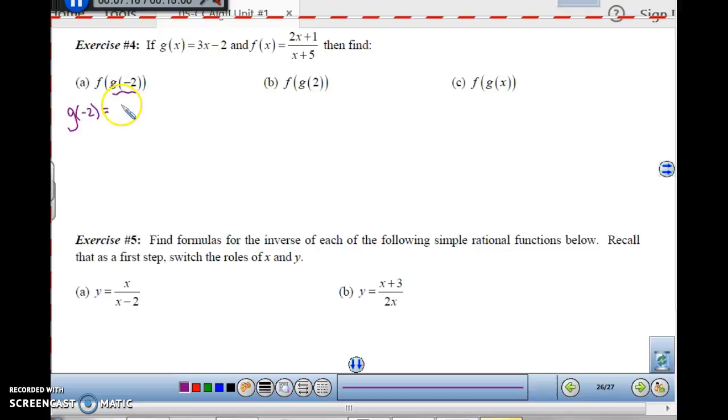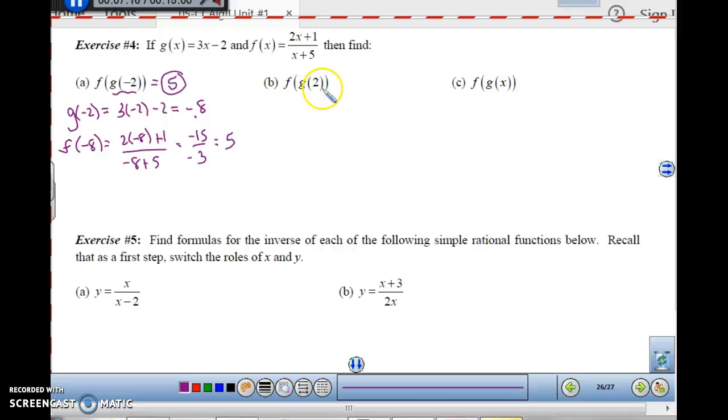and I'm going to plug that in the g function. 3 times negative 2 minus 2, which is negative 6 minus 2 is negative 8. Then I'm going to take that and plug it into f. So f of negative 8 is equal to 2 times negative 8 plus 1 over negative 8 plus 5. All right, so 2 times negative 8 is negative 16, plus 1 is negative 15. Negative 8 plus 5 is negative 3. Negative divided by negative is a positive 5. So f of g of negative 2 is equal to 5.